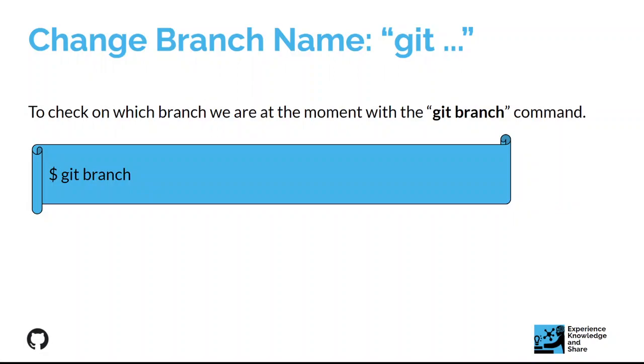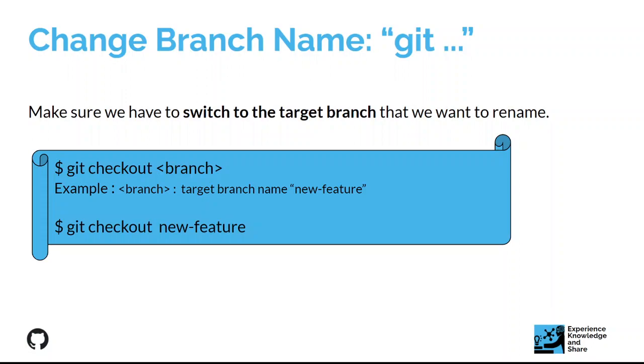So before starting the branch name change, we use the git branch command. Make sure that when we are changing the name of a branch, we are in the respective target branch. So first we need to switch to the target branch using a git command. Suppose our target branch name is new feature branch. We use git checkout and the respective branch, in our case new feature branch.